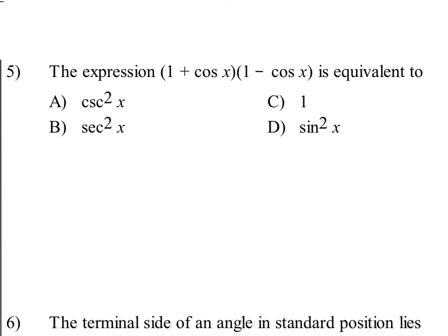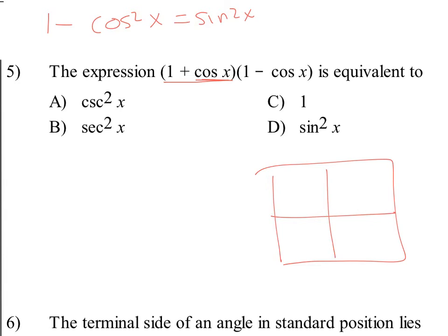All right, number 5. All right, we did this one in class, actually. You remember the Pythagorean identity, it has to be a squared. So 1 minus cosine squared is equal to sine squared. But that doesn't help you here because this isn't squared. So you have to do the math. So either do the box or double distribute, whatever you desire.